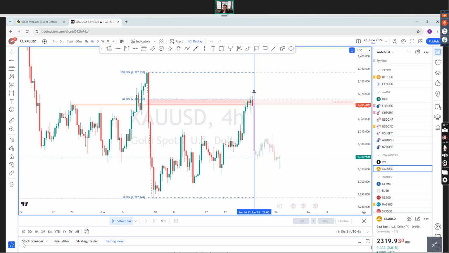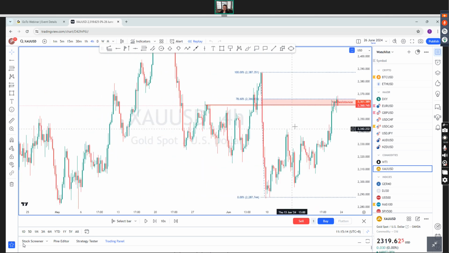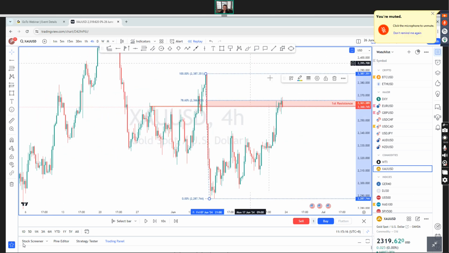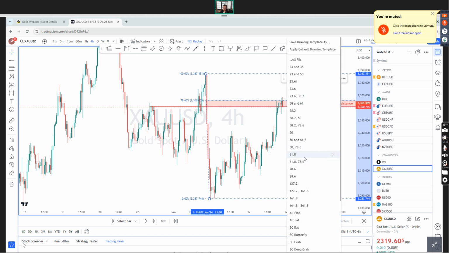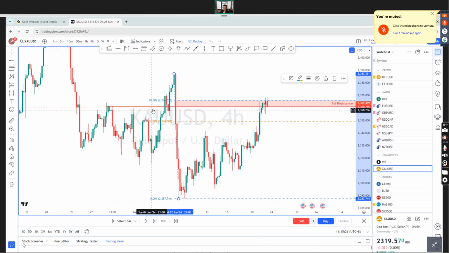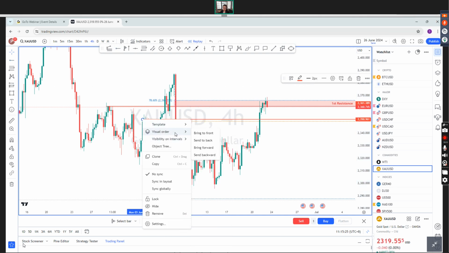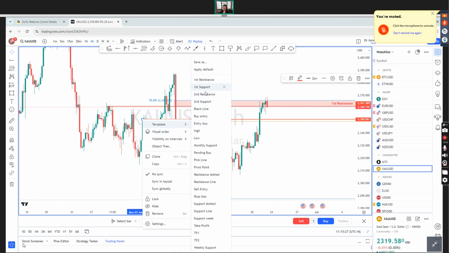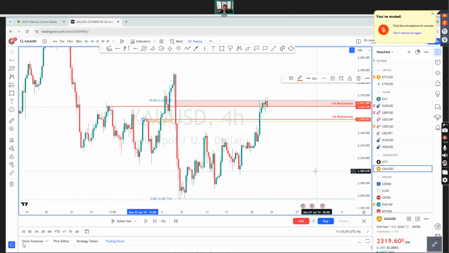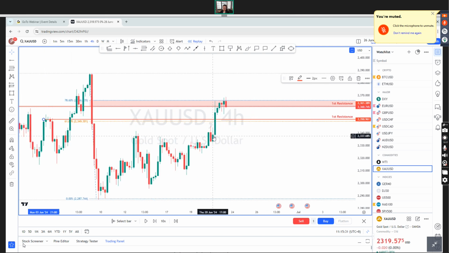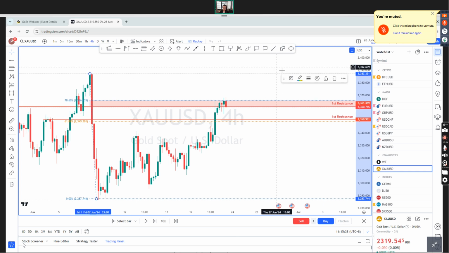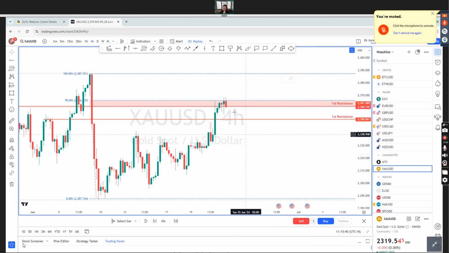For example, last Friday I identified this as my key level. I might have 61.8 right here, but I can see that I also waited at this level to short, which I call my second first resistance. This could be my second, but then price went all the way to this level, to my second resistance. So this is invalid. Price came to this, my first resistance here.